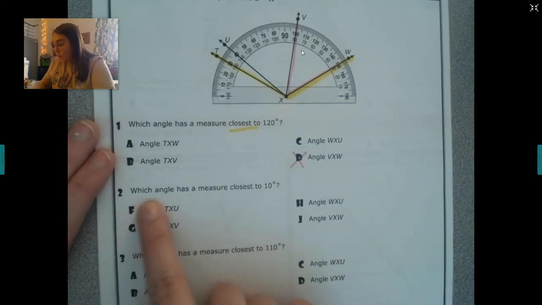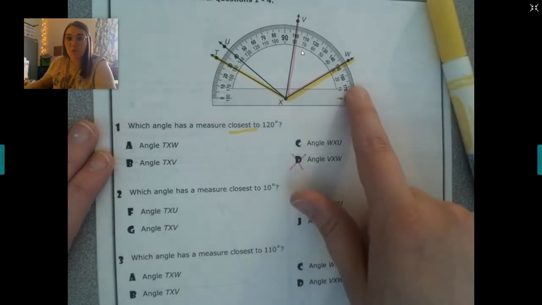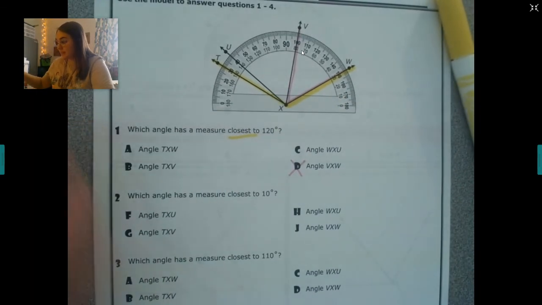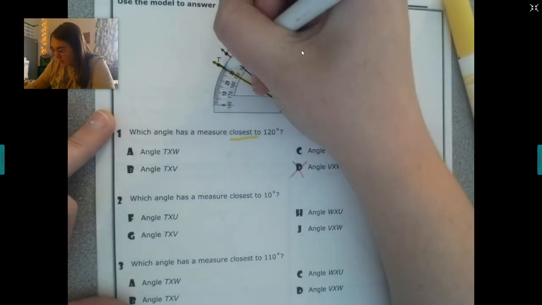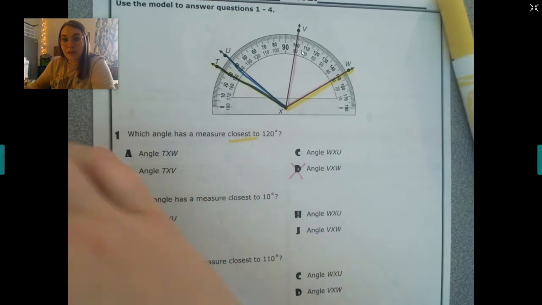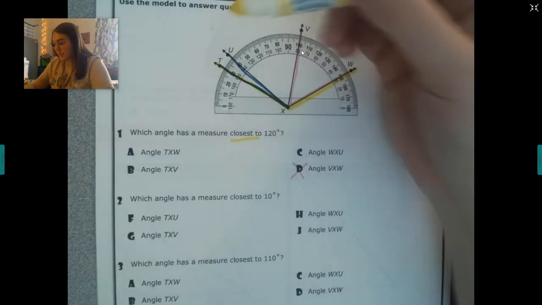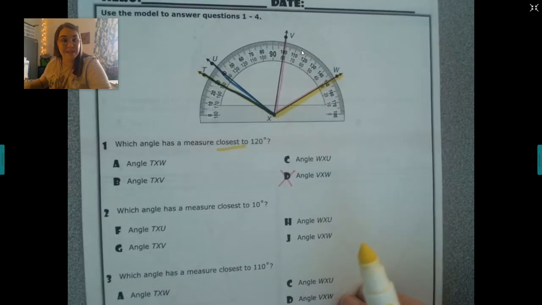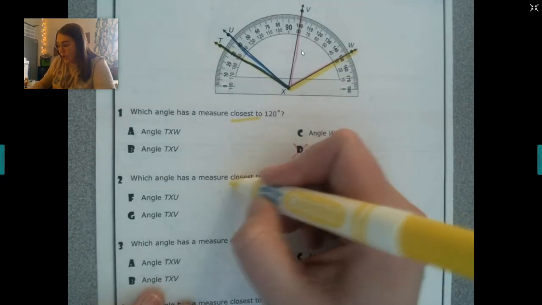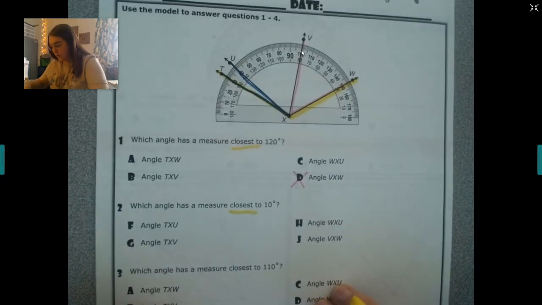So this one, which angle has a measure closest to 10 degrees? So find the acute angle and look, some of them are pretty easy. Look at this one, TXU. Really, really tiny. So I'm not asking you to necessarily measure those. I'm asking you to estimate and give me the closest one to that angle.